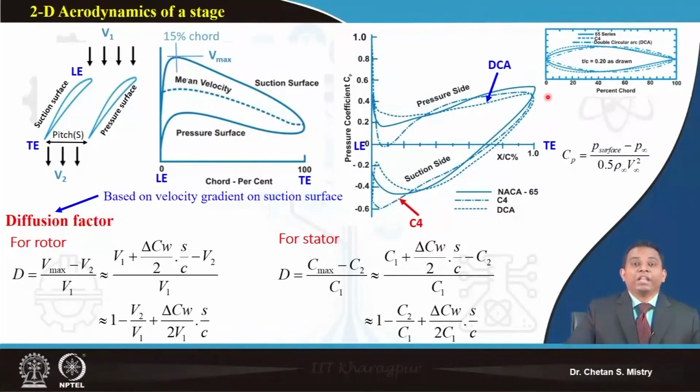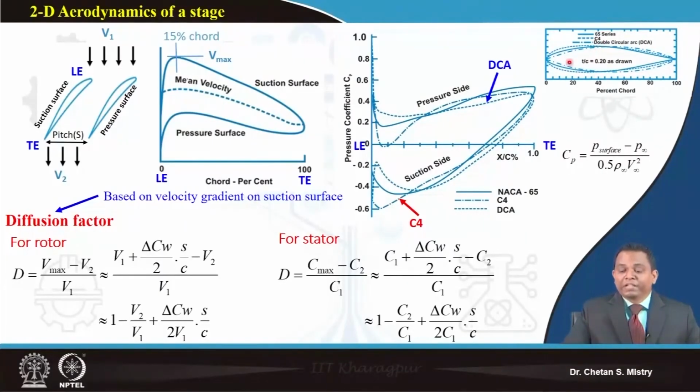And we have seen in the last lecture, we have subsonic aerofoils: the C4 aerofoil, NACA 65 series, and double circular arc. And here, this represents the actual shape of your aerofoils. If we compare, looking at my C4 aerofoil, that is the dotted line, I will have a larger leading edge, and it will have maximum thickness up to some station. This is the station where I will have my maximum thickness.